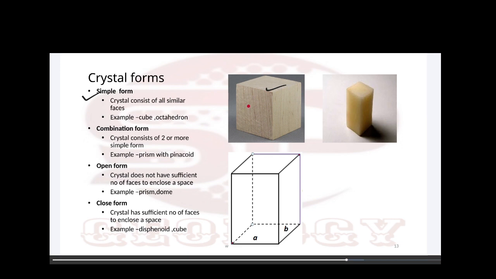All the crystals do not consist of all similar phases. Here we see that these four phases are one type and these two phases are of another type. You can also see that these four faces are one type and the top and bottom faces are different. But in a simple form, a crystal consists of all similar faces. A cube and an octahedron are examples. This is a cube.